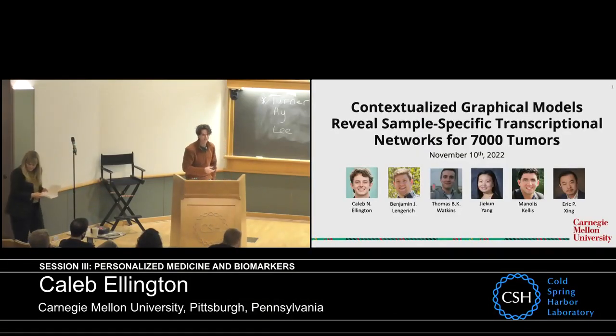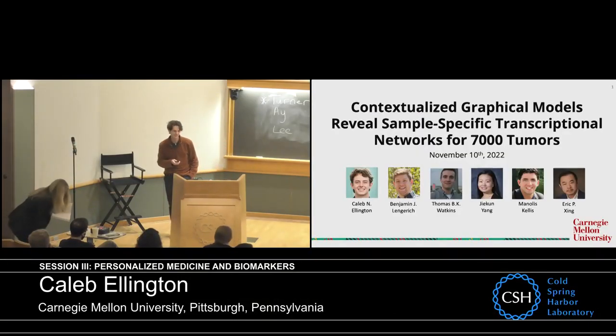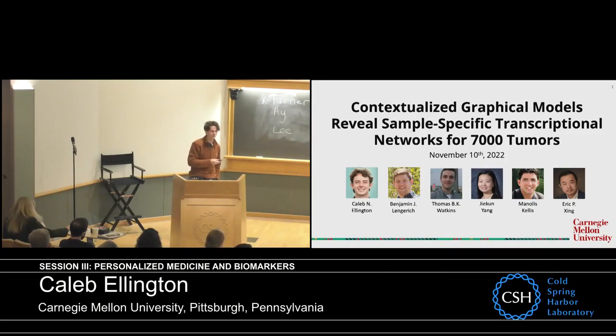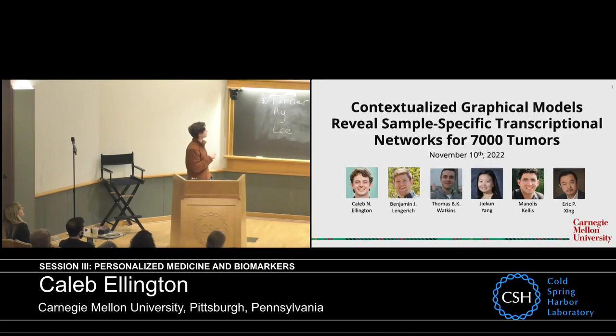Thank you so much. It's been so fun hearing about these last two presentations where we've had a lot of genetic and other heterogeneity leading into different clinical outcomes for patients. So I'm going to continue that trend. I'm going to talk about contextualized graphical models, which is our approach for inferring sample-specific graphical models that reveals transcriptional networks in 7,000 tumors.